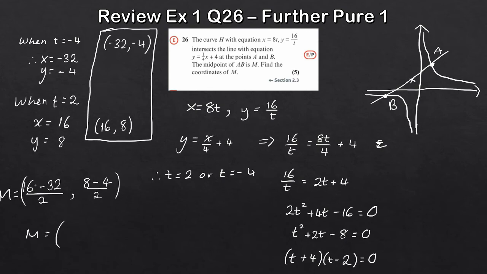So what will this give us? This will give us minus 16 divided by 2, we get minus 8. And then 8 minus 4 would give us 4 divided by 2, and we get 2 there. So this point here roughly is your minus 8, 2. That's your M. Again, just a rough idea, just to see what you're working with. That's what we're looking at for this question.